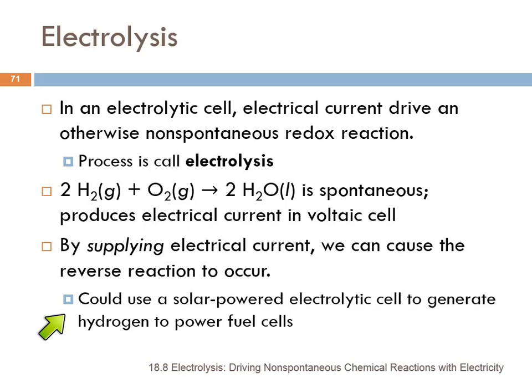So this has some potential here. We could use a solar-powered electrolytic cell to generate hydrogen to power the fuel cells. Right? So we're using energy from the sun to drive the reaction in reverse, and then we reserve those gases, and when we want to use them, we put them into the fuel cell, and we can get the electrical energy back when we want it. Right? So this all sounds great. Every transaction, though, you're losing some energy to the heat traps. Right? So, like I said, people are working on it.